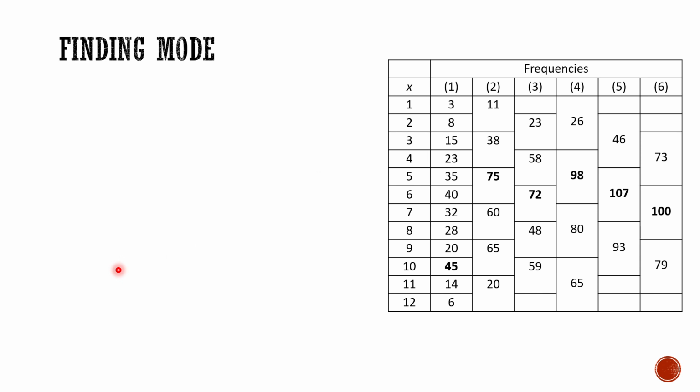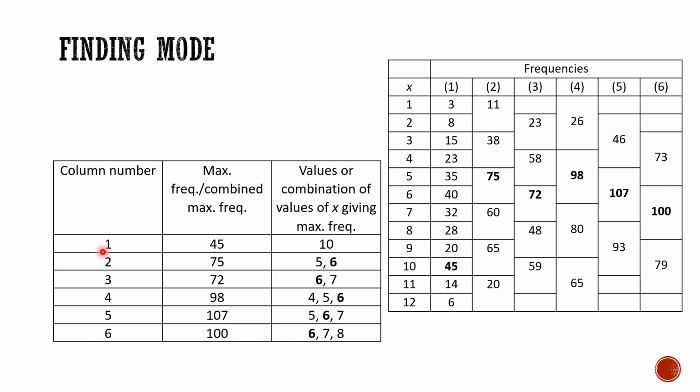frequencies. Now finding the mode, the last step here. This is the earlier frequency table and this is the analysis table. So in each row we have column number 1, column 2, column 6. These are the columns. So maximum frequencies here: for column 1 that is 45, for column 2 that is 75, for column 3 that is 72, for column 4 that is 98, and so on, and the values corresponding to the maximum frequencies, as I have already shown you, for 45 that is 10, for 75 we are combining the values 5 and 6, for 72 6 and 7, and so on.